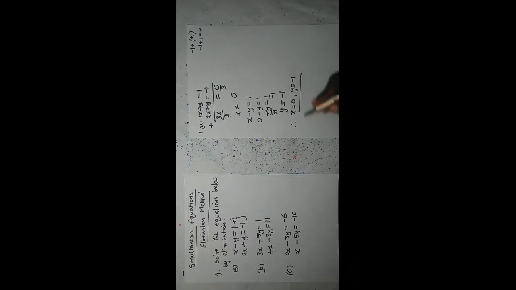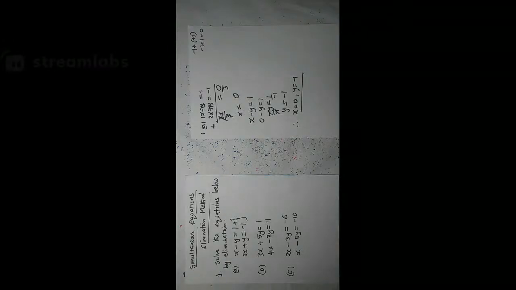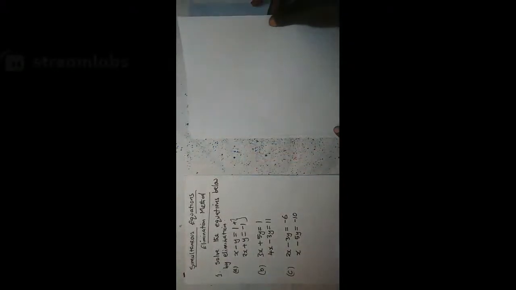Okay, so these are the two answers for our first question here. So let's go to part B of the question. Maybe some people are still copying. Let's do this. Okay, so our answers are x is equal to 0 and y is equal to negative 1 for the first question A. So this is what elimination method is about. So let's go to part B of the question.